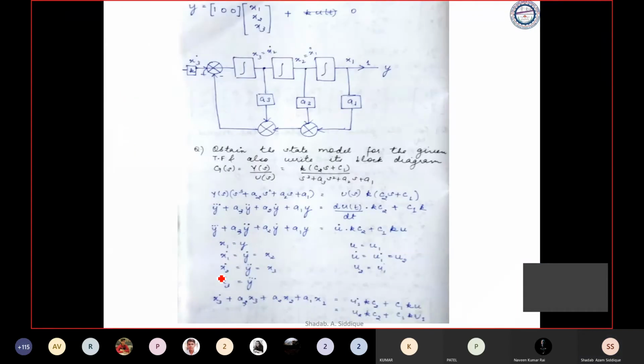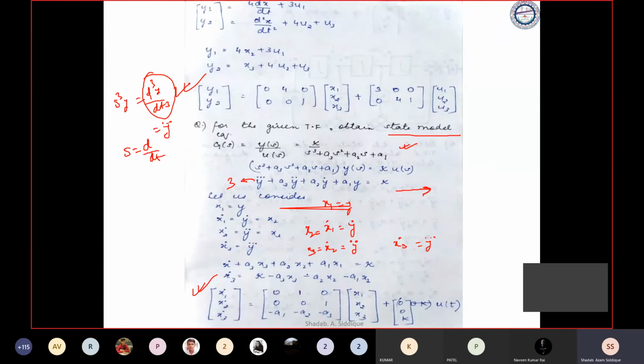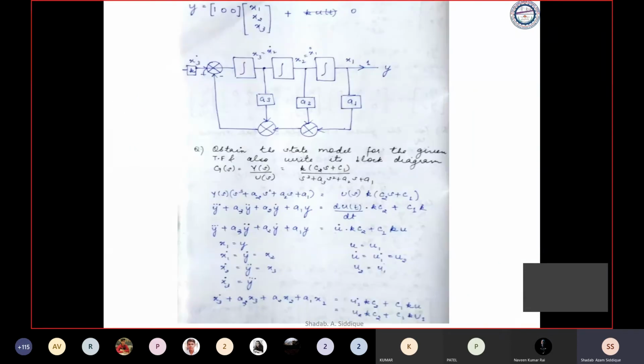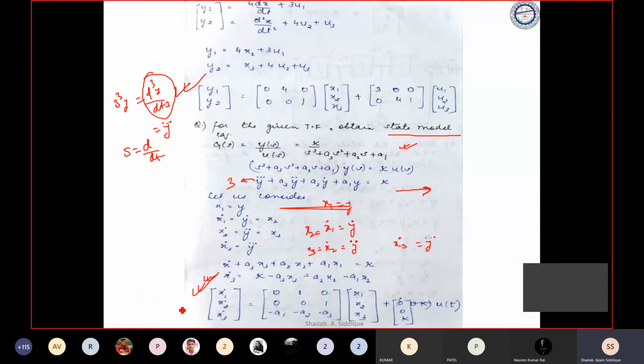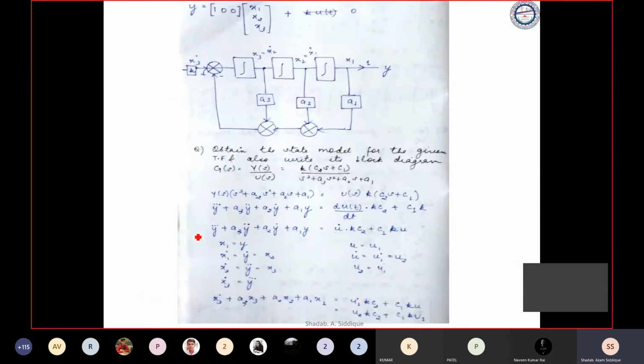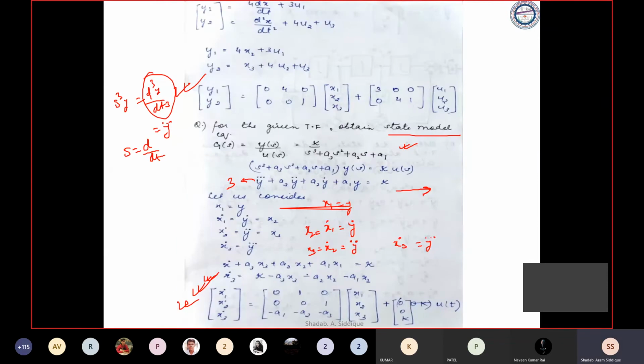Now if we have this differential equation, we will try to put it into a block diagram, and see how we can find the block diagram. I hope you can find the state equation and the output equation. Now I am moving to the block diagram, and how we can find it. I hope till now it is clear.